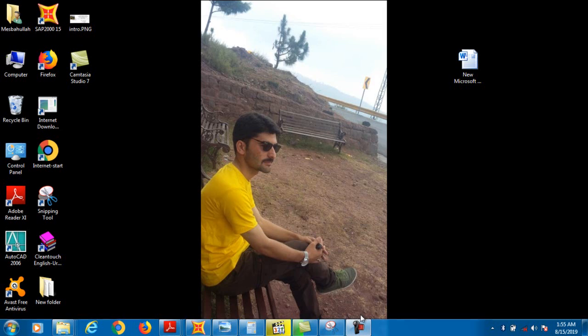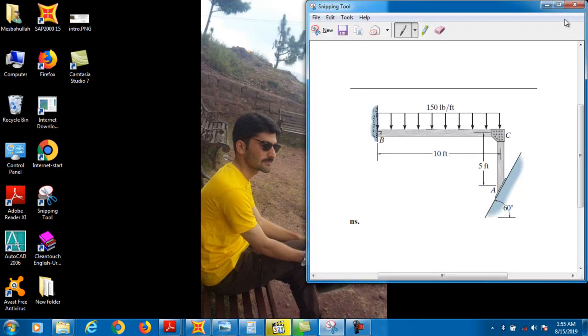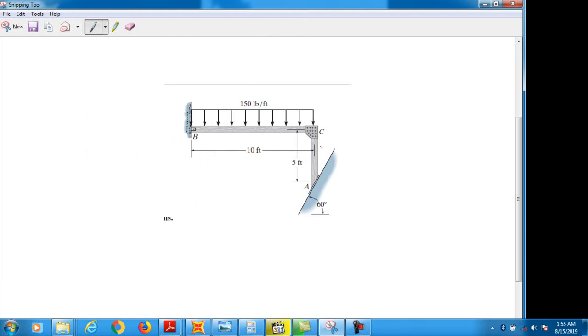In this lecture I am also covering a simply supported beam, but the picture of the beam is a little bit different. Okay, so you see this beam.